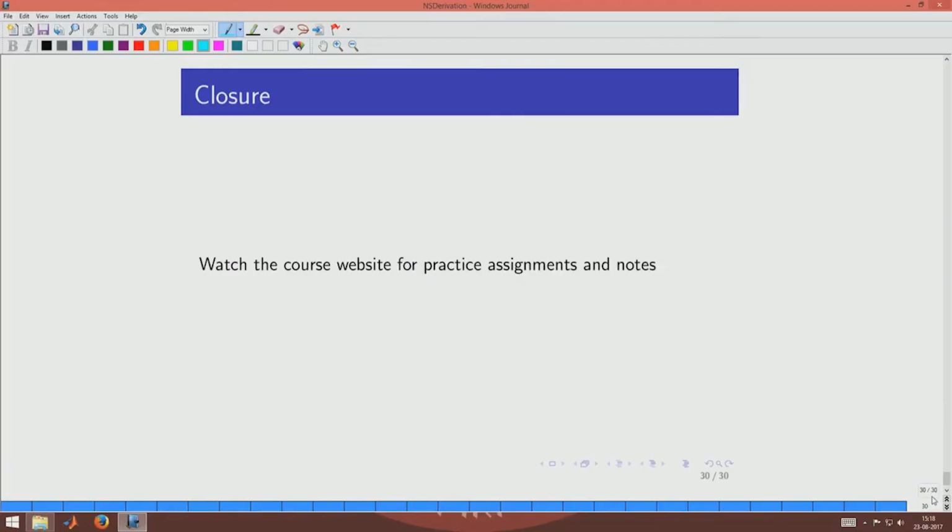You can check the website for the practice assignments and practice the derivation by changing some of the terms in between to make sure that you have understood the derivation.